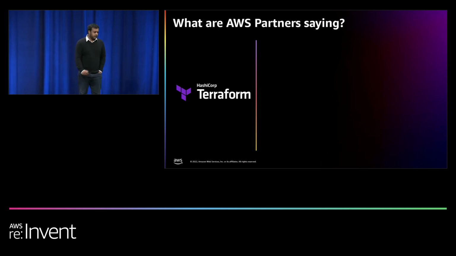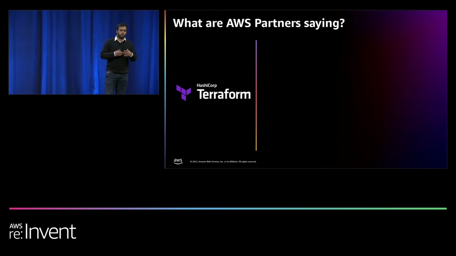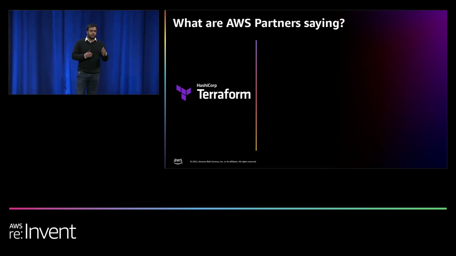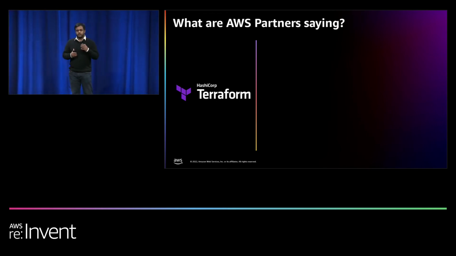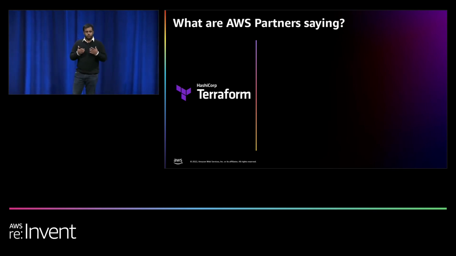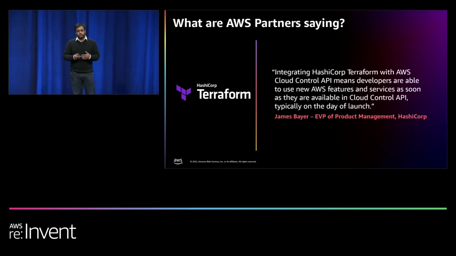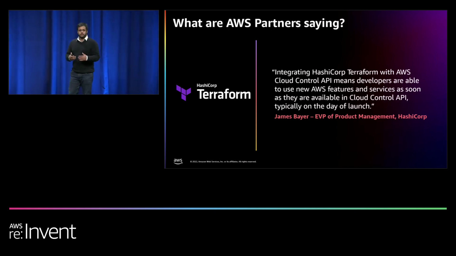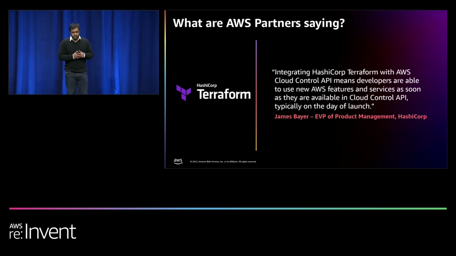HashiCorp Terraform. So HashiCorp essentially provides a cloud automation software product that enables organizations to provision, run, and manage applications across multiple environments. Specifically, Terraform is HashiCorp's infrastructure as code product, and they integrated with Cloud Control API to create the Terraform AWS Cloud Control provider last year in September of 2021. And this is what our partners are telling us.